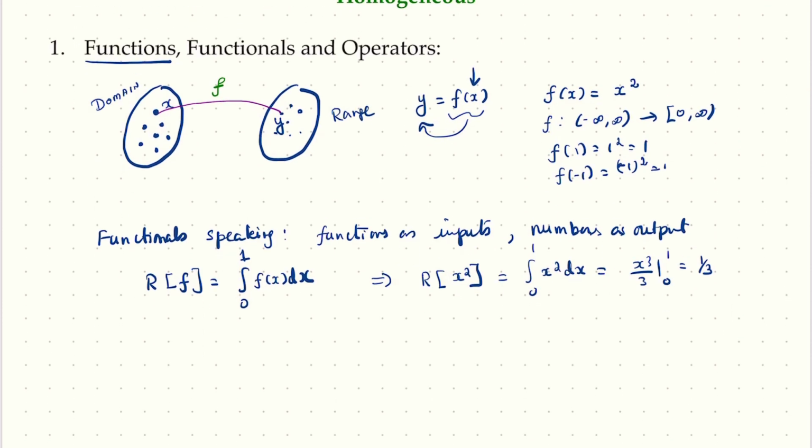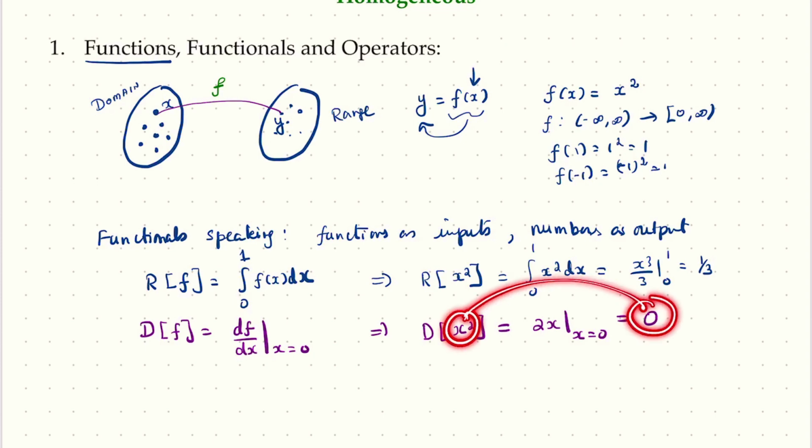Another functional would be, for example, d of f is equal to the derivative of f with respect to x at x equal to 0. If I give d of x squared, the derivative is 2x, and I plug in x equal to 0. That gives me 0. Again, I'm feeding in a function and getting a number as the output. So that is called a functional.